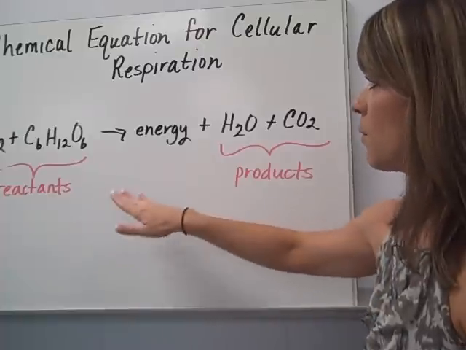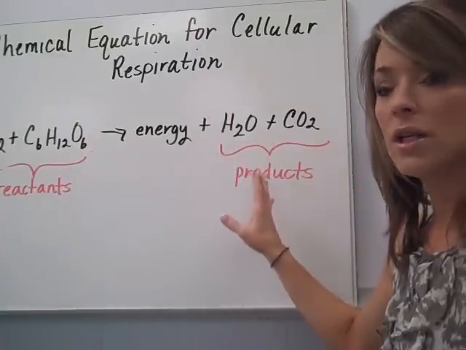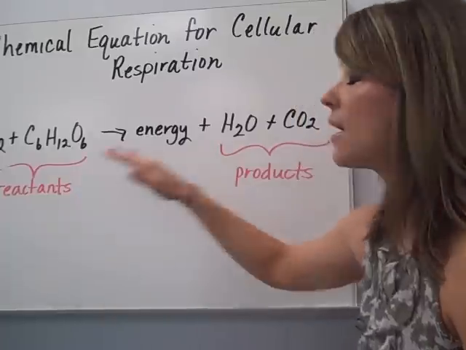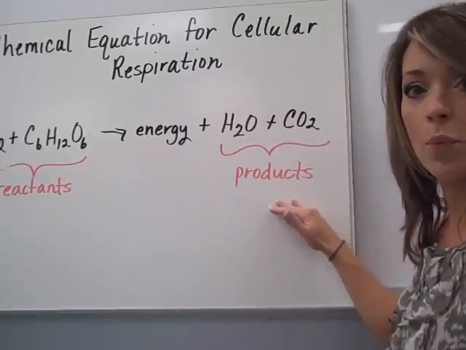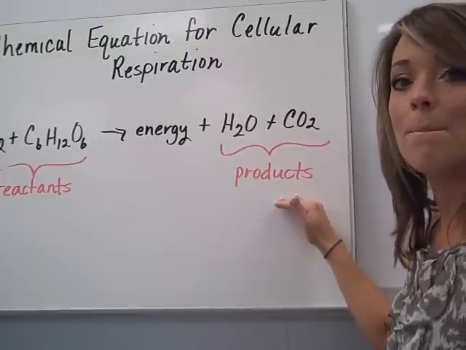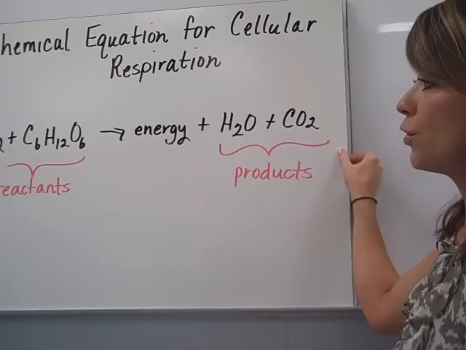So again, remember that a chemical equation is a way to summarize a chemical reaction. You're going to have the things that you start with, your starting substances, which are reactants, and your ending substances, which are your products. And again, energy is not included as a product because it is not matter. It doesn't have mass, it doesn't take up space, and it is energy.